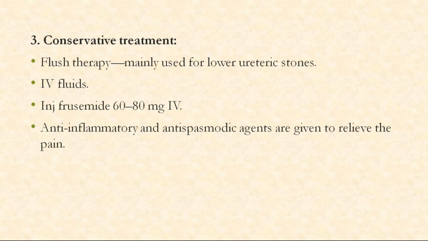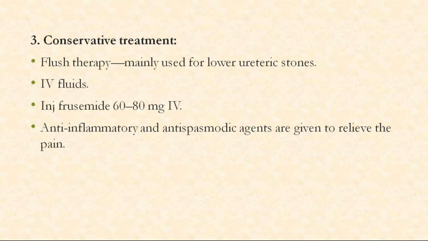Next, conservative treatment. How do you conserve the treatment? Usually small renal calculi are there: 5 mm, 4 mm, 3 mm, 2 mm. Variable sizes of renal calculi are there in the kidney. These can be managed conservatively. You need not go for any PCNL or shockwave therapy.